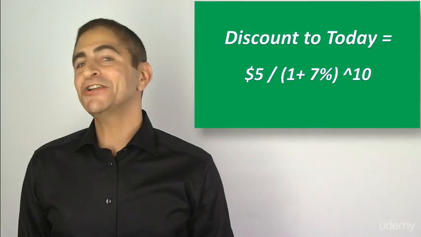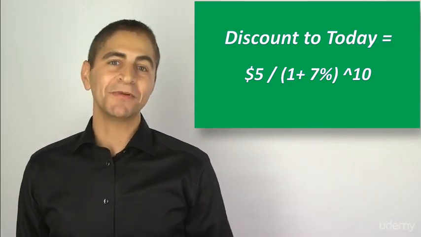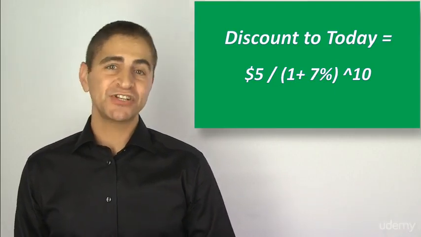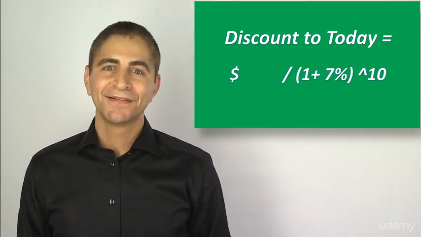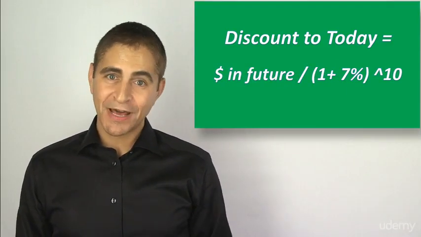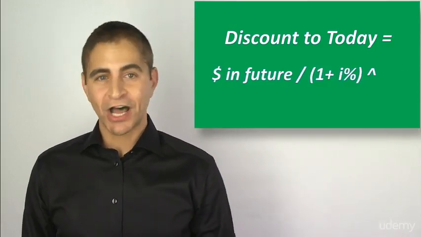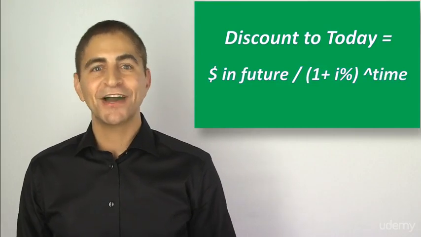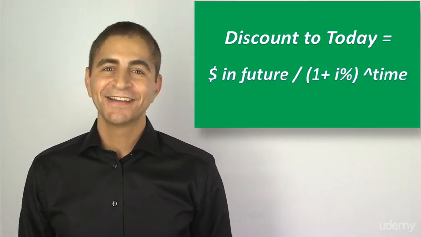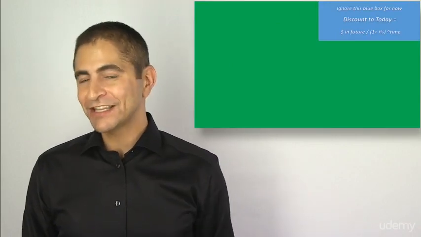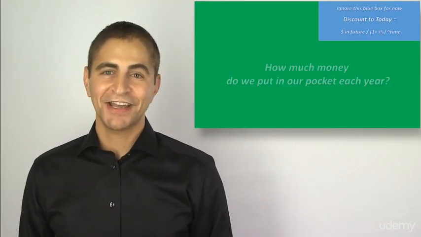So discounting to today is a simple formula. In this case, $5 Spock divided by 1 plus 7% interest to the power of 10. So money in the future divided by 1 plus the interest rate to the power of time, the number of years, is how you discount to today. It's pretty simple. Let's file that away, ignore that for now, and build the rest of this.